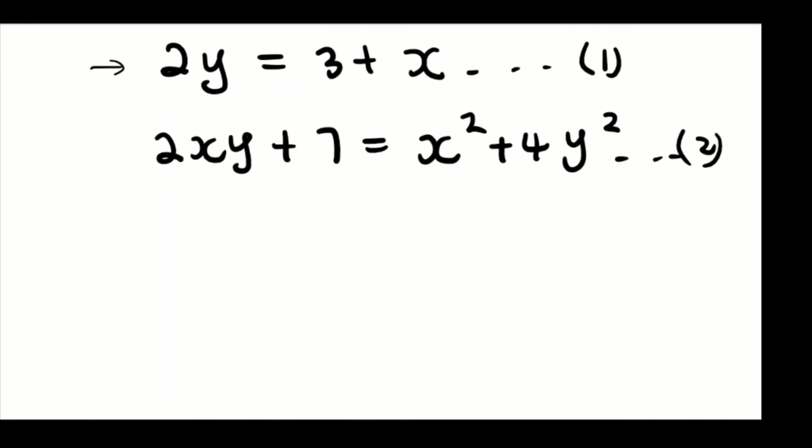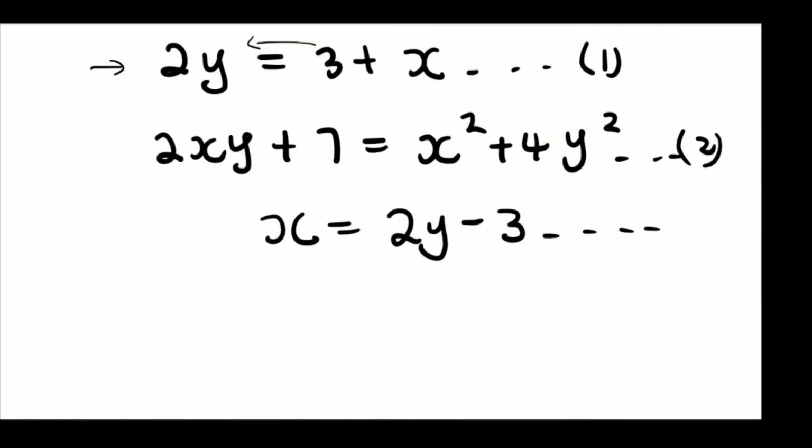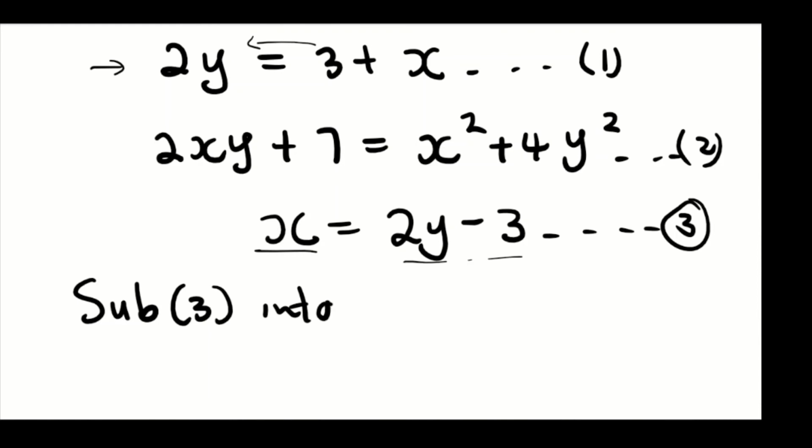So we're just going to transpose this 3 to the other side, and we'll remain with x. So it's going to be x = 2y − 3. So this would be our equation 3. We're going to use equation 3, substitute it in equation 2. We're going to use equation 2 for solving. So whenever we see x, we're going to substitute with 2y − 3. So we're going to say substitute equation 3 into equation 2, right?